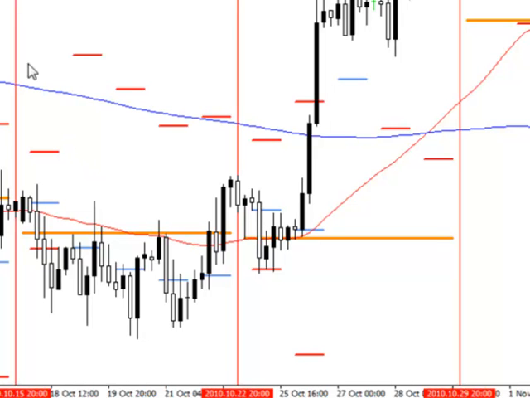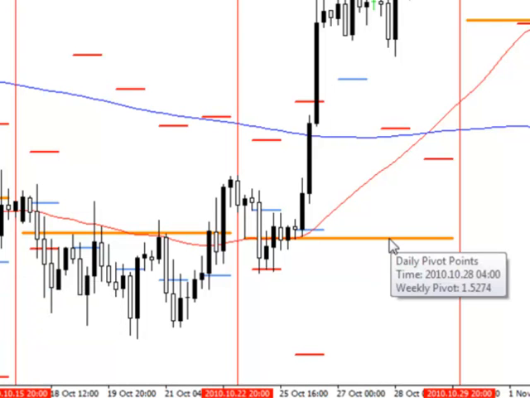So just to show you some examples here, here's Sunday, here's the first Monday candle. The red line is S3. Oh yeah, I should explain this here. The red lines are the R3s and the S3s. These blue lines are the daily pivots, and these dark orange lines are the weekly pivots.